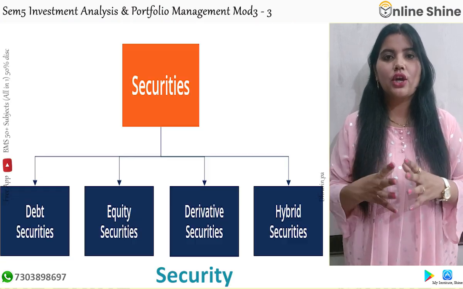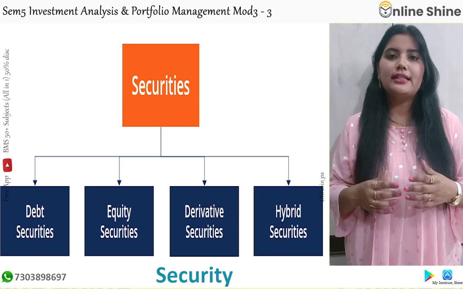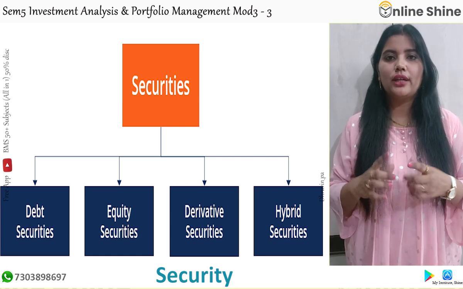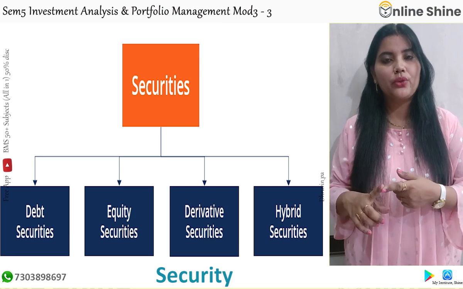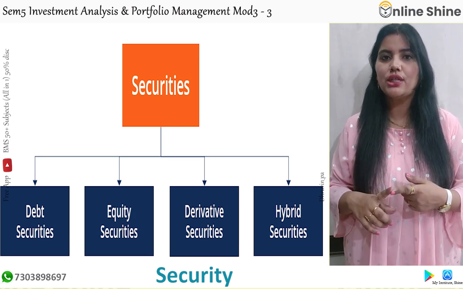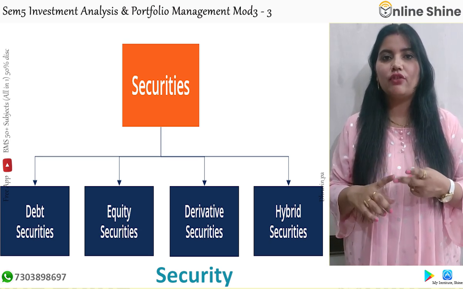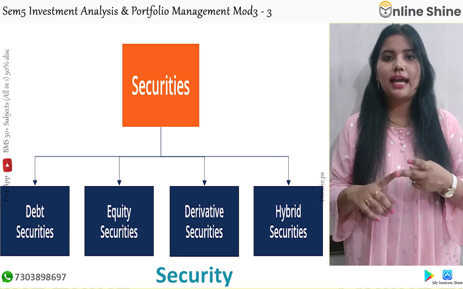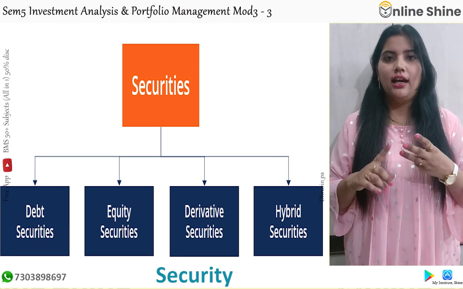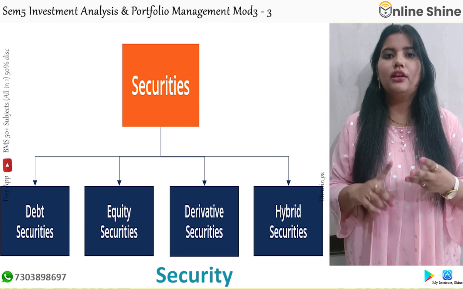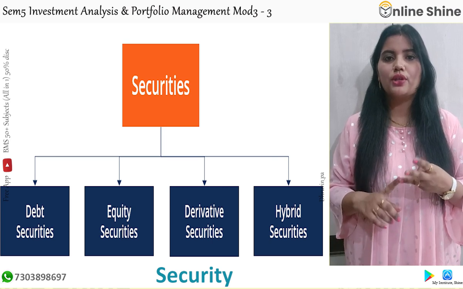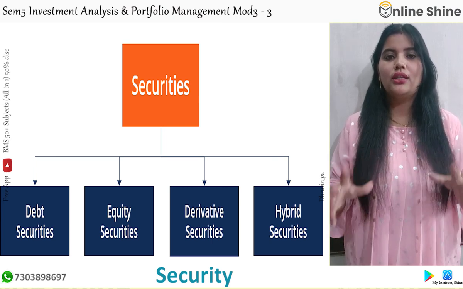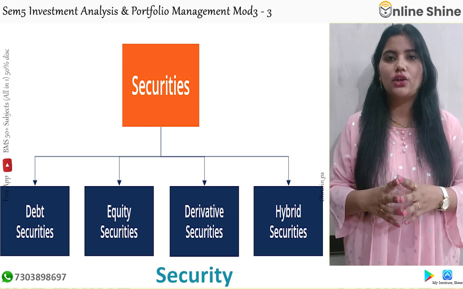So what are securities? Securities are broadly categorized into debt securities, for example banknotes, bonds, and debentures. Equity securities, for example common stocks, and derivatives, for example forwards, futures, options, and swaps. So this is all about the securities.